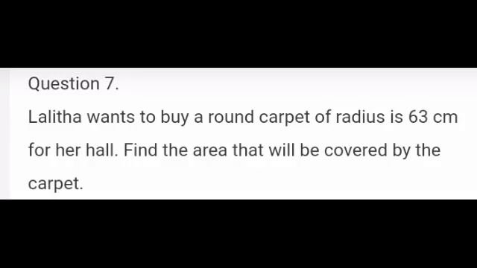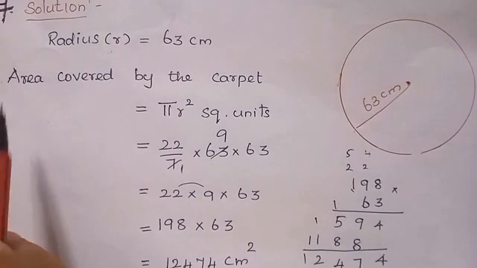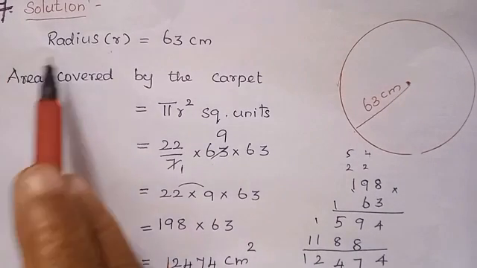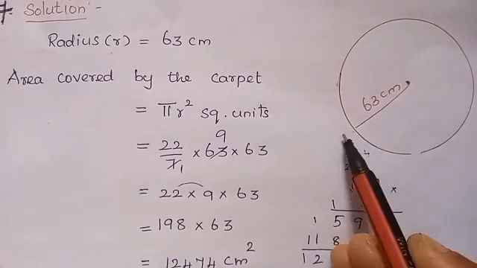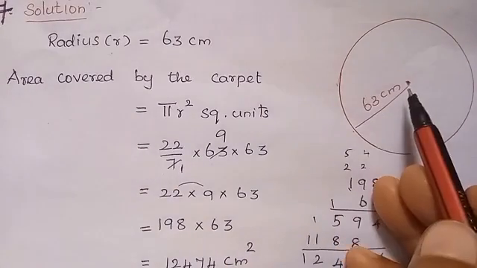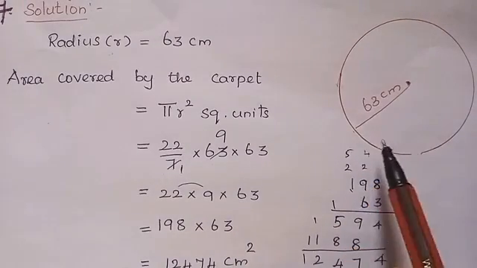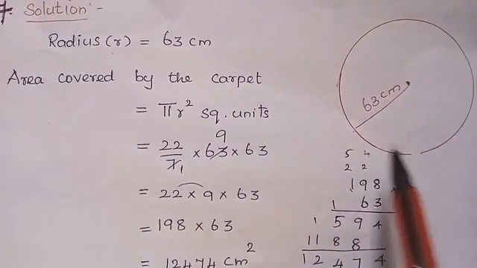Question number 7. Lalita wants to buy a round carpet of radius 63 centimeters for her hall. Find the area that will be covered by the carpet. See, the radius of the carpet is given. We have to find the area of the carpet covered in the hall. Listen to the solution for question number 7. The radius of the carpet is given as 63 centimeters. We are going to find the area covered by the carpet.